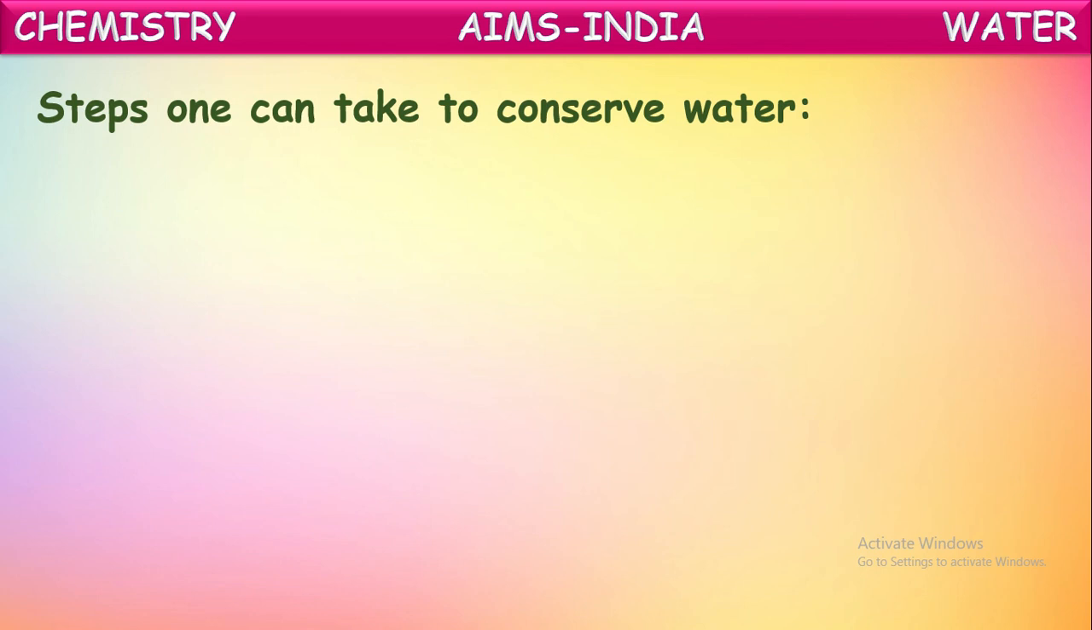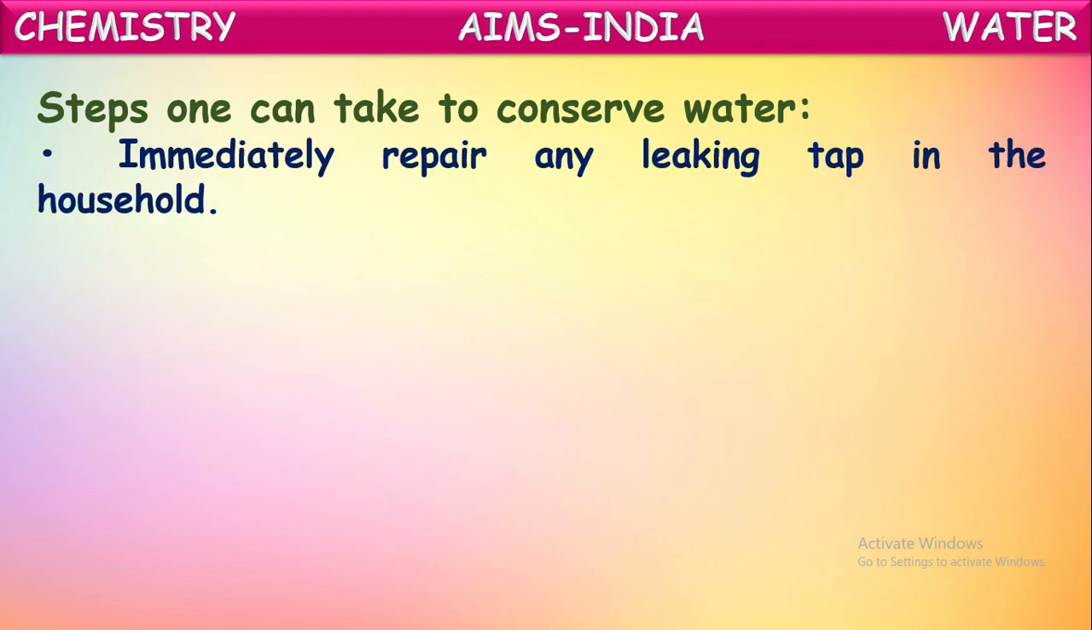So let us see here some more steps which one can take to conserve the water. Some more important steps are mentioned here. See, one of them is to immediately repair any leaking tap in the household. We often observe some places where taps are leaking continuously. So a large amount of water will be wasted there. If it is repaired immediately, so much water is going to be saved. So immediately we have to repair the leaking taps in our household. In that way also we can preserve the water.